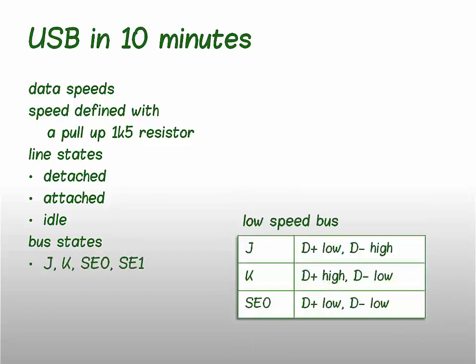On two data lines, we can recognize 4 basic states: J, K, single-ended 0, and the never-used single-ended 1 state. The polarity of D+ and D- lines in J and K states is shown for a low-speed bus. It is reversed in full and high-speed buses.